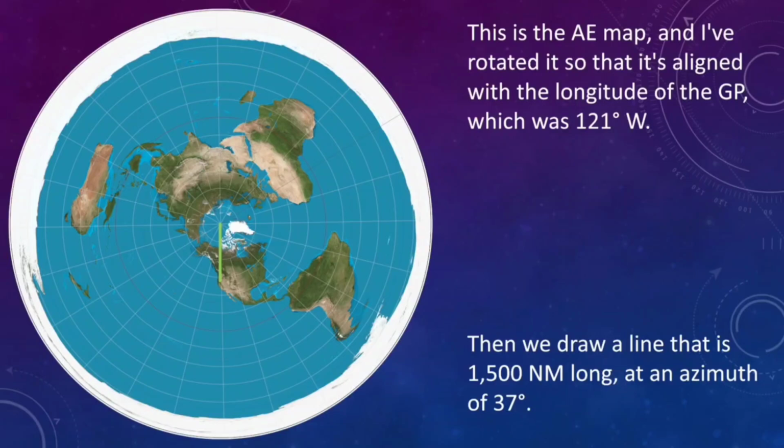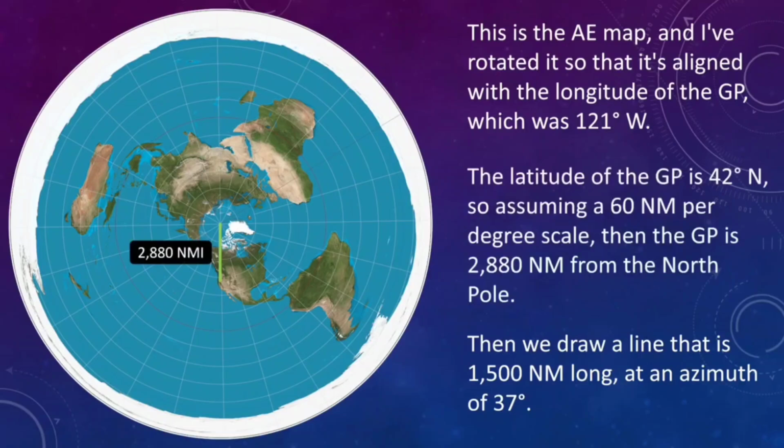So this is the AE map, and what I've done is rotate it such that it's aligned on the longitude of the GP, which was 121 west. The latitude of the GP is 42 degrees north, so assuming a 60 nautical miles per degree scale, then the GP is 2,880 nautical miles from the North Pole. And then we draw a line that is 1,500 nautical miles long at an azimuth of 37 degrees. And what we want to find are the coordinates for the point at the end of that red line.